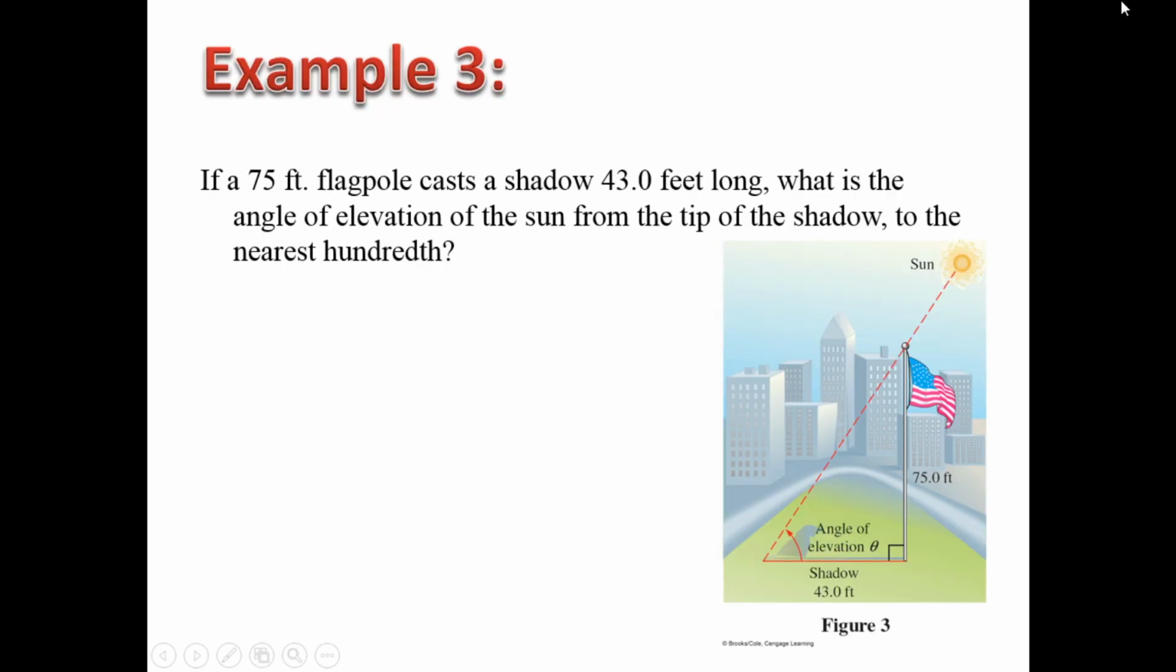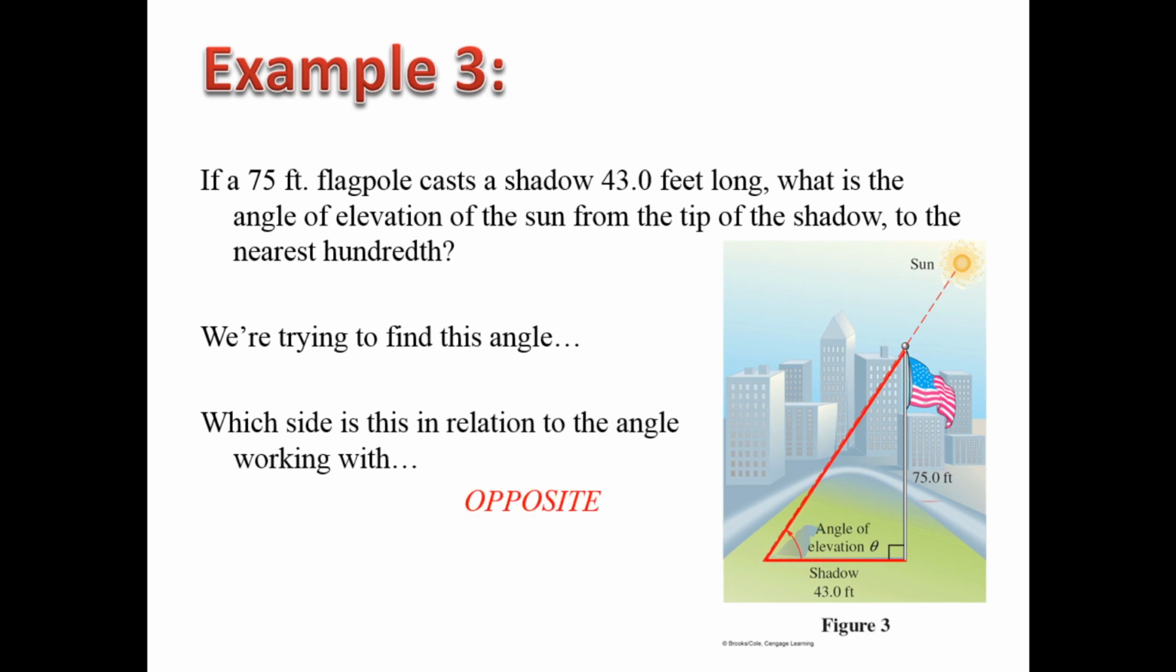So now, here's one of the word problems. If a 75 feet flagpole casts a shadow 43.0 feet long, what's the angle of elevation of the sun from the tip of the shadow to the nearest hundredth? So one thing that we notice, according to the diagram, we do know that the flagpole is 75 feet. And the angle, we don't know what that is. But we do know the length for the shadow is 43.0 feet. So we do have opposite, adjacent. Guess what kind of ratio that we need to apply for this? That's right. It's going to be tangent.